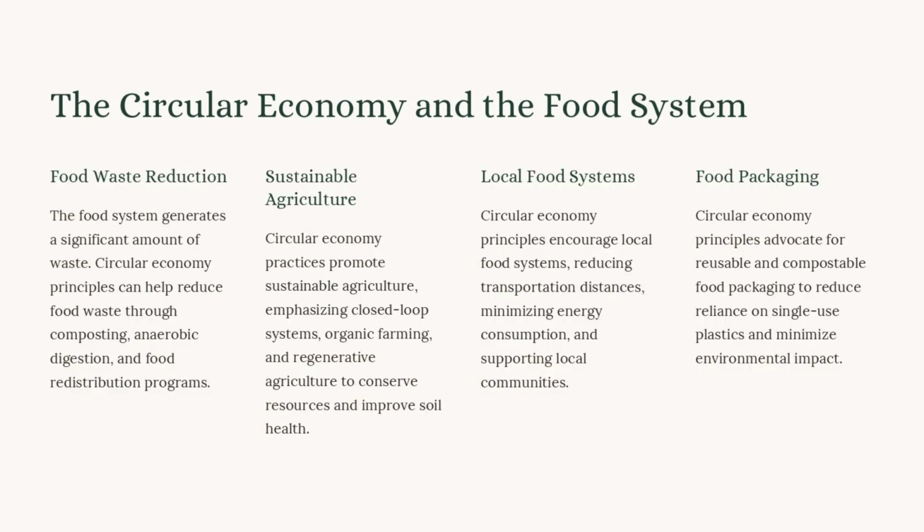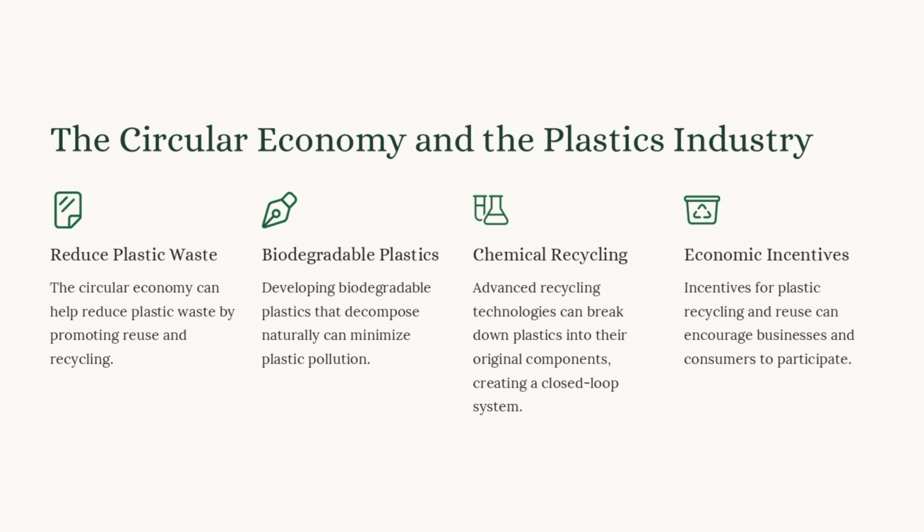The food system generates a significant amount of waste, but circular economy principles can help reduce this through composting, anaerobic digestion, and food redistribution programs. Circular economy practices also promote sustainable agriculture, emphasizing closed-loop systems, organic farming, and regenerative agriculture to conserve resources and improve soil health. Circular economy principles encourage local food systems, which can reduce transportation distances, minimize energy consumption, and support local communities. Additionally, circular economy principles advocate for reusable and compostable food packaging to reduce reliance on single-use plastics and minimize environmental impact.